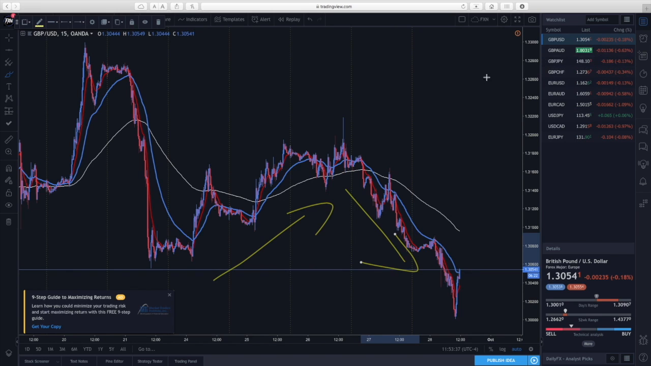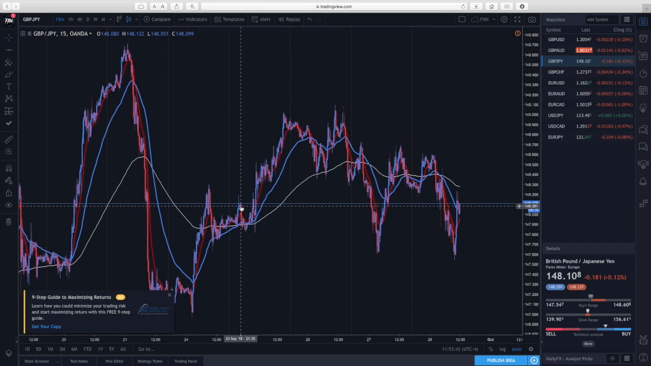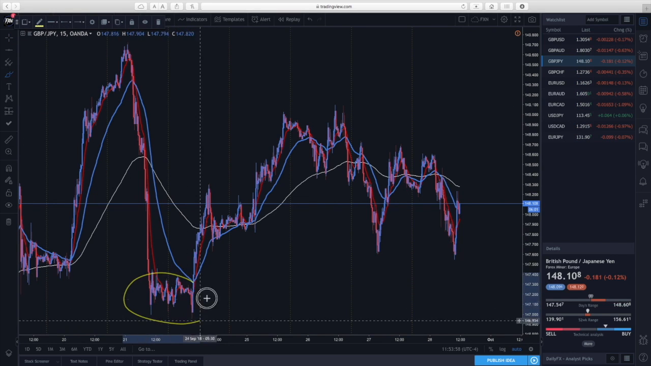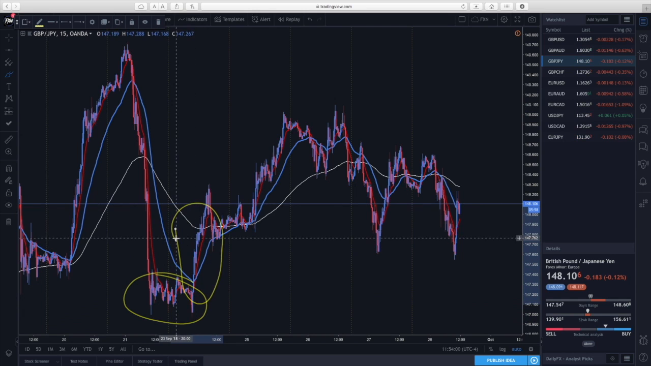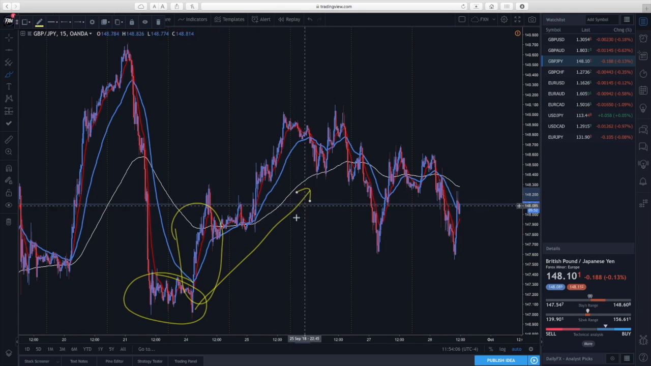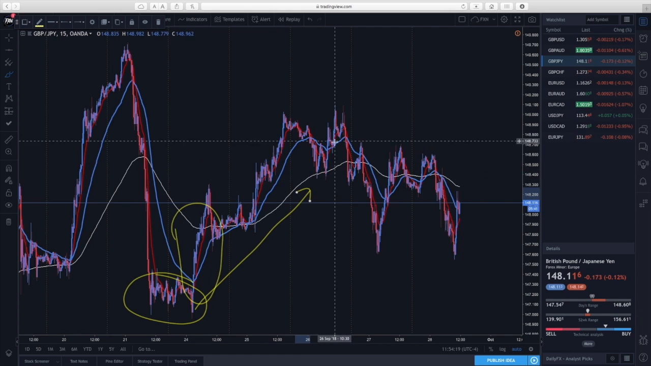Let's take a look at another example here. This one here is pound Jappy, and you can see we started the week here. This is your Sunday, Monday. We have rise, rise, rise. So we have 2.5 days of rise. 1, 2, and then this is the third day here. So Sunday, Monday, Tuesday, and then Wednesday, right?